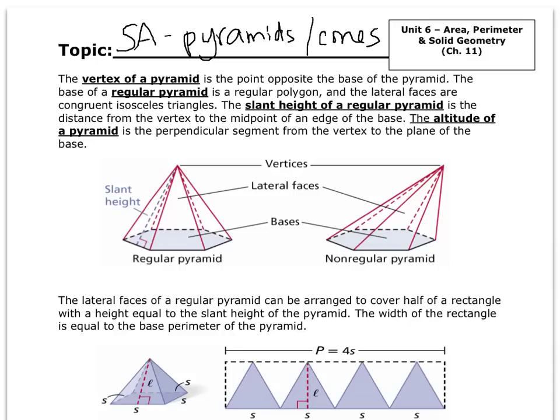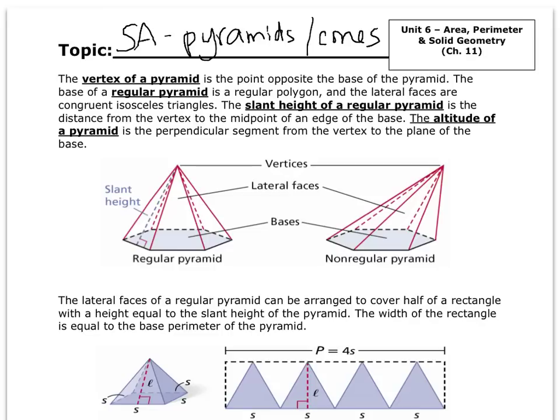Okay, today's lesson is calculating surface area of pyramids and cones. And now that we've done prisms and cylinders, the pyramids and cones won't seem quite as difficult because you understand some of the procedures involved. I've got a lot of vocabulary here again.